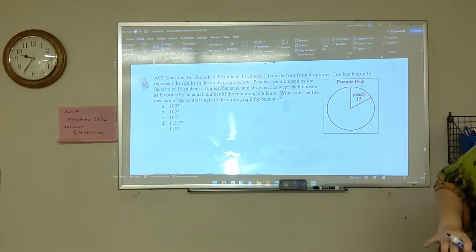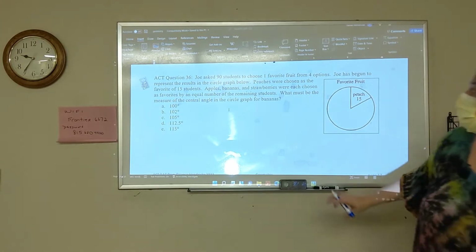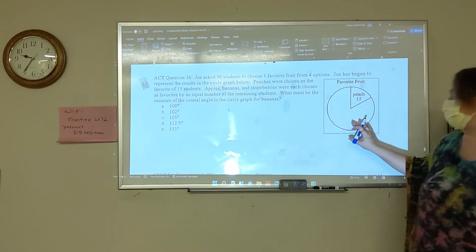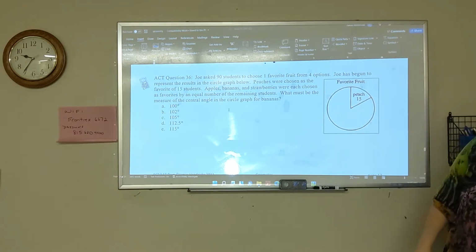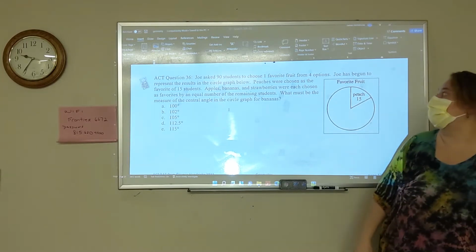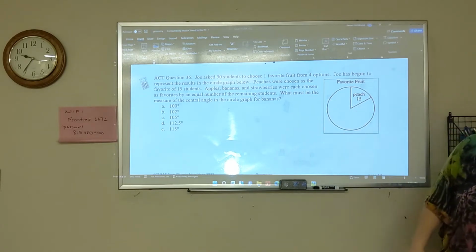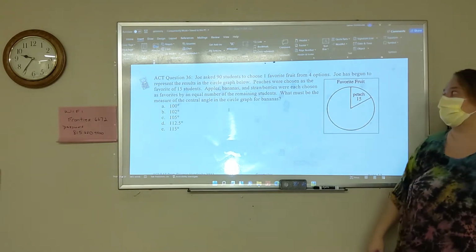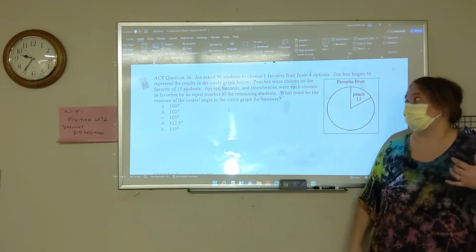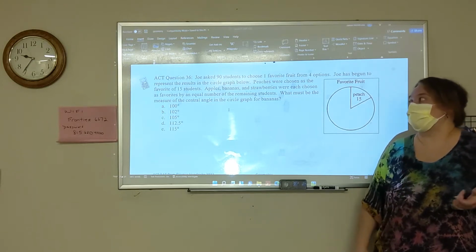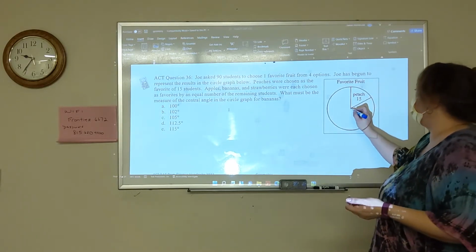All right, ACT 36. These are, again, typically only ACT questions. I don't see these too much on the SAT at all, on these pie charts. Joe asked 90 students to choose one favorite fruit from 4 options. Joe has begun to represent the results in the circle graph below. Peaches were chosen as the favorite of 15 kids. Apples, bananas, and strawberries were each chosen as favorite among an equal number of the remaining kids. What must be the measure of the central angle of the circle graph called bananas?